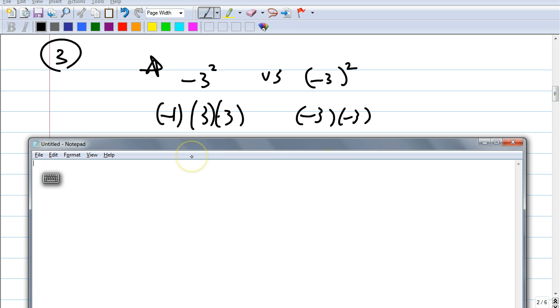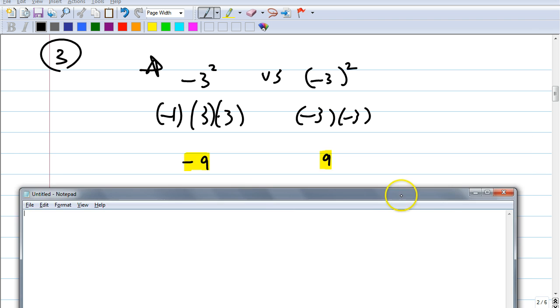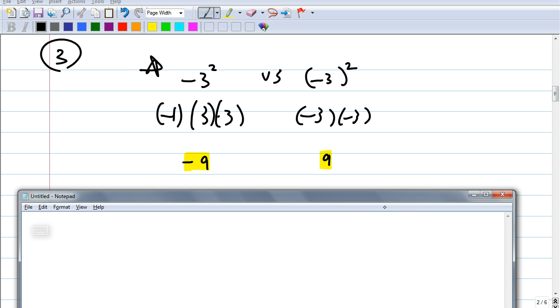So guess what? What does the first expression become? Raise your hand. Sarah, what does the first expression become? -9. What about the second expression? Tali? +9. You see how it's very different? Even though they look very similar, you have to be really careful. Does that make sense, guys?